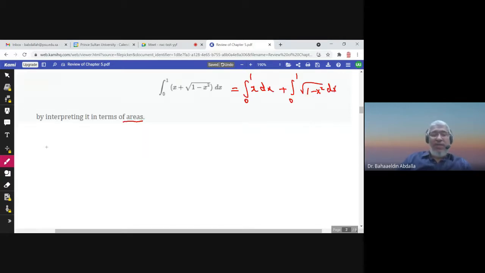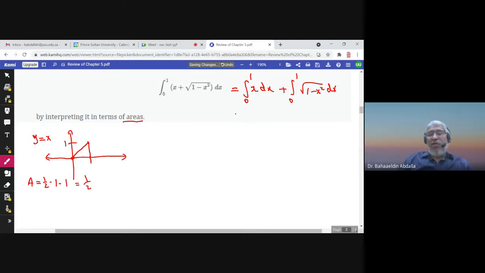Well, for the first integral, I have the function y equals x, and this is a straight line from 0. If x is 0, y is 0. If x is 1, y is 1, and that's the line y equals x. So from 0 to 1, I need to find the area of this triangle. So the area of this triangle is half times the length of the base. This is 1, so the base is 1. And the height is also 1, so it is half.